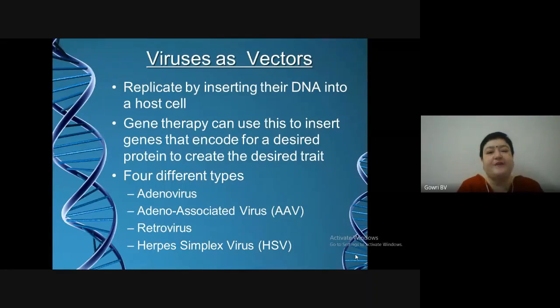There are 4 different types of viruses that are used as vector molecules. What are they? Adenoviruses as vectors, adeno-associated virus as vectors, retrovirus vectors, and herpes simplex virus as vectors. A very important 2-mark question again: 4 different types of viruses that are used in somatic cell therapy. The adenovirus vectors, adeno-associated virus vectors, retrovirus vectors, and herpes simplex virus vectors.